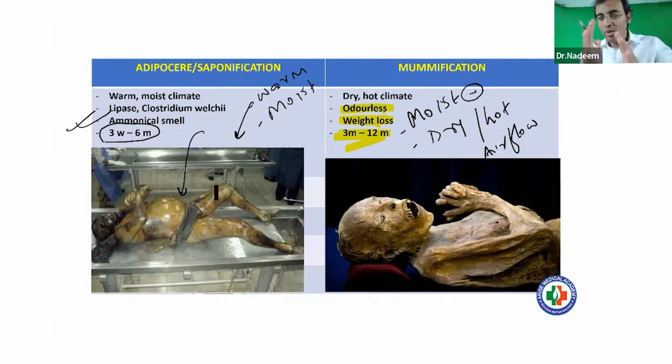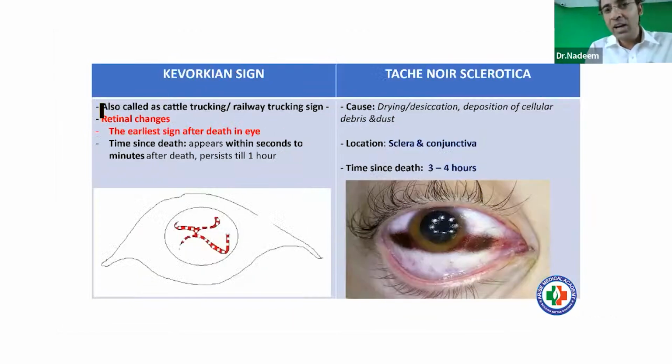Sometimes they can ask you how to differentiate adipocere and mummification. Weight loss, mummification. Odor, bad smell will be there, adipocere. And we already have learned about Kevorkian sign and tache noire sclerotique. Fine. Next question.